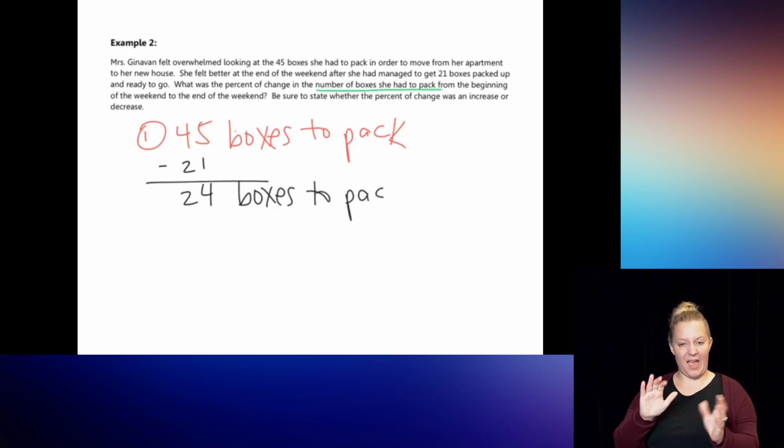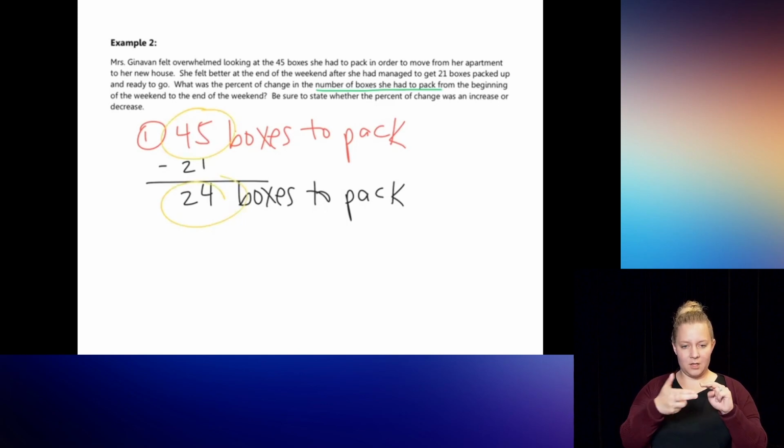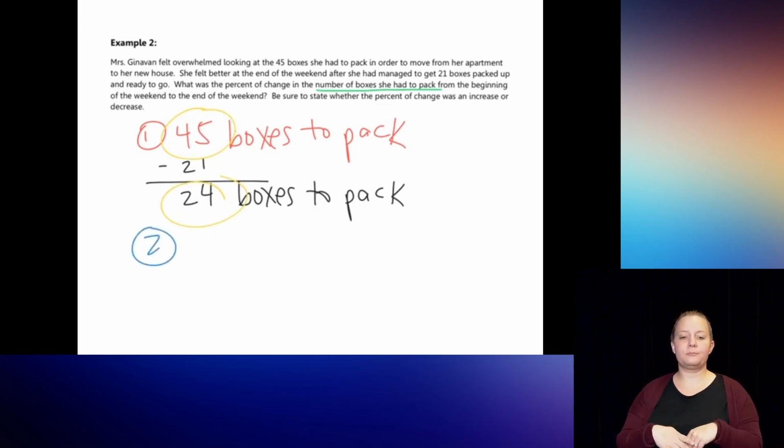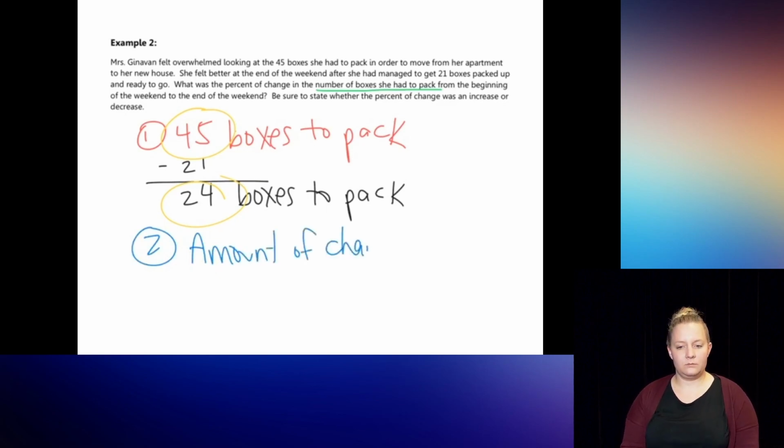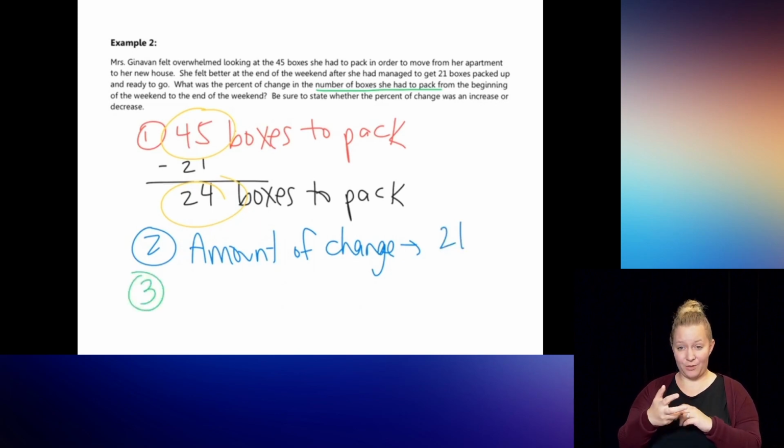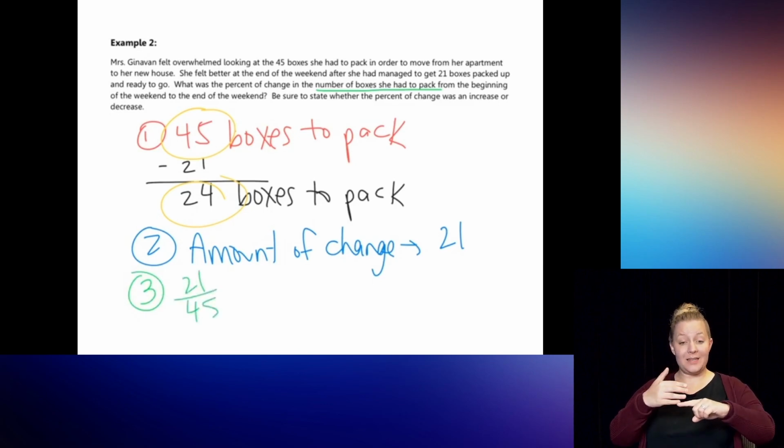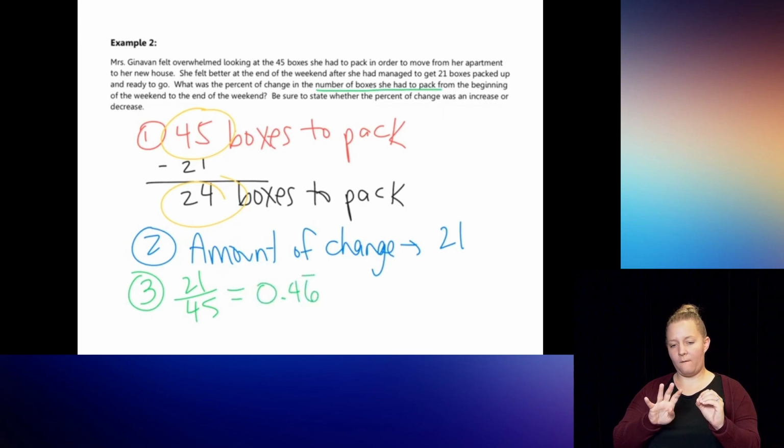That's what we're comparing. We're not just comparing the two numbers that are in the problem. It says compare the amount of boxes she had to pack. So she went from 45 down to 24, and those are what we're going to compare. So I'm going to actually do my subtraction here to find the amount of change. I would do the 45 minus 24 if I wanted, or I know that it's 21 boxes change because that's what the problem told me. And step 3 is when I put that amount of change always over the original amount that she had. So I'm going to put that 21 over the 45 and divide that on the calculator, you get 0.46 with that 6 repeating.